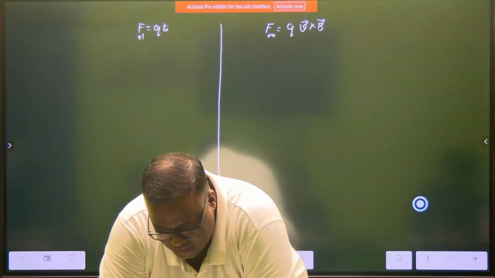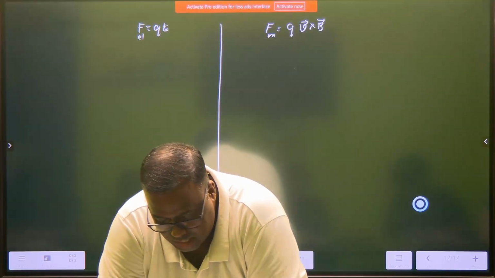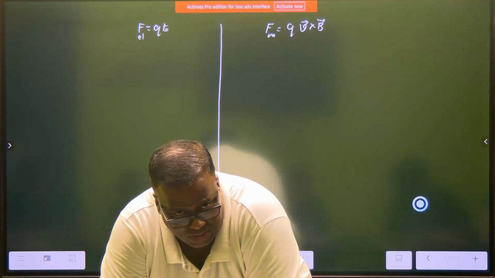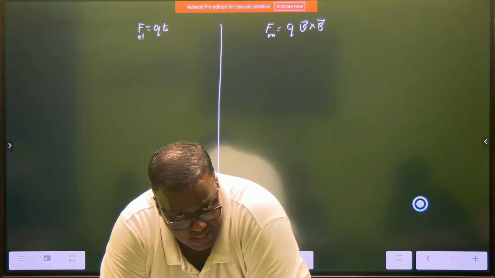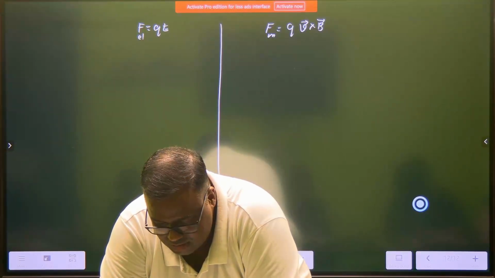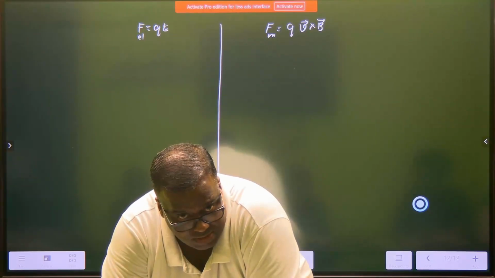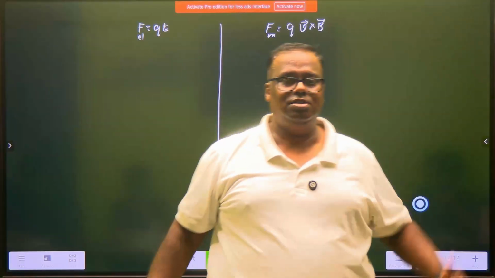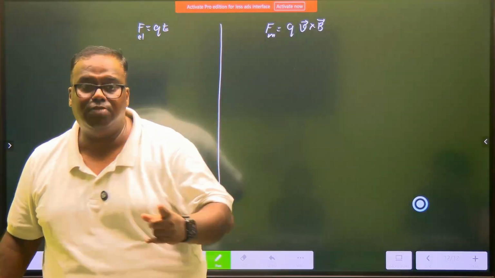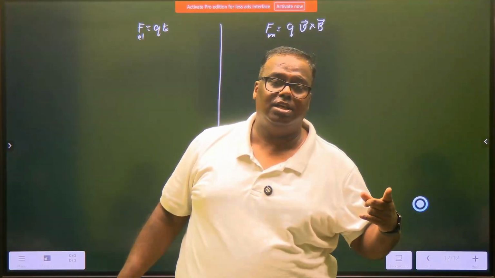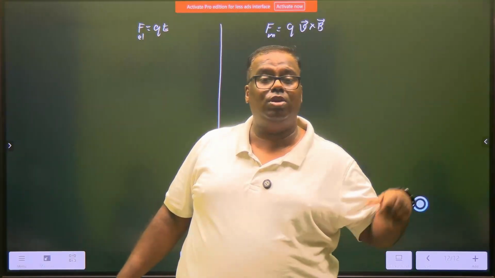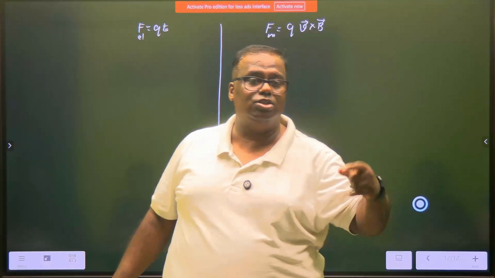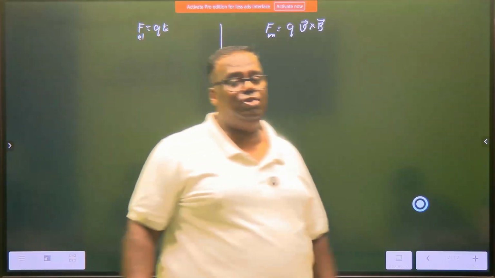Then on the left side you write X along or opposite of E. I hope you know that. Positive charge will be along E, negative charge will be opposite of E. And what would you write in this one? What is the value of the force? QVB, V cross B. V cross B is a vector which is perpendicular to both V and B. So it will act perpendicular to V and B.